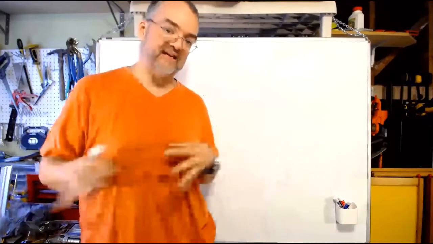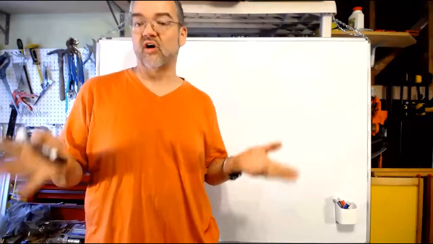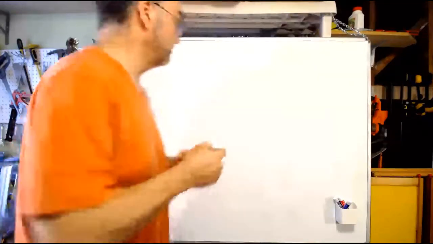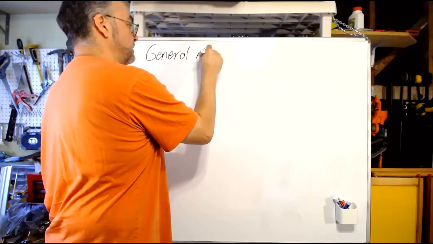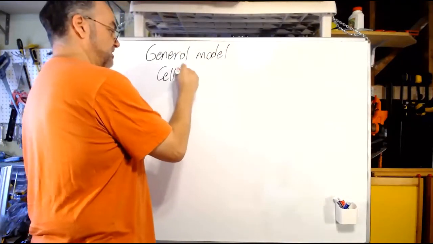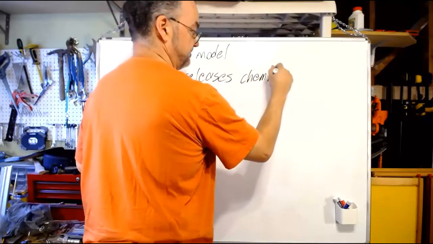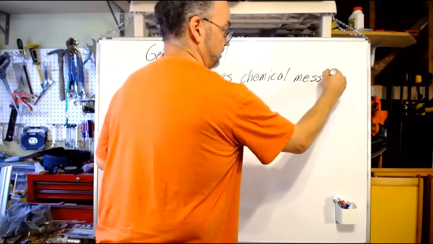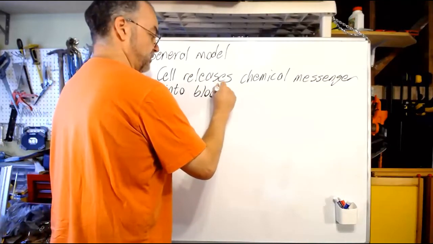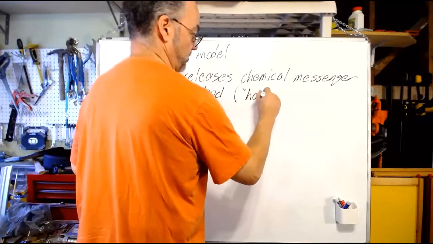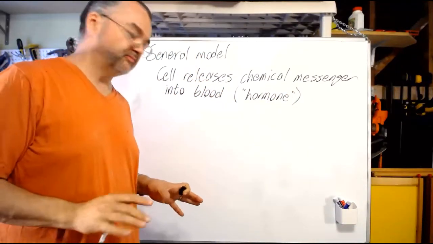It's a way of coordinating functions throughout the body, but rather than using the targeted rapid communication, it uses broader, slower communication. So the general model for endocrine system signaling is that a cell releases a chemical messenger into the blood. We call that messenger a hormone. We'll talk in a little bit about what has to be true for us to consider something a hormone.